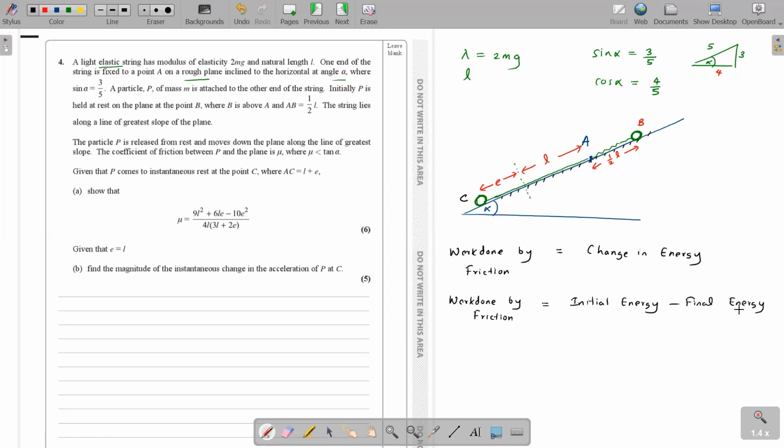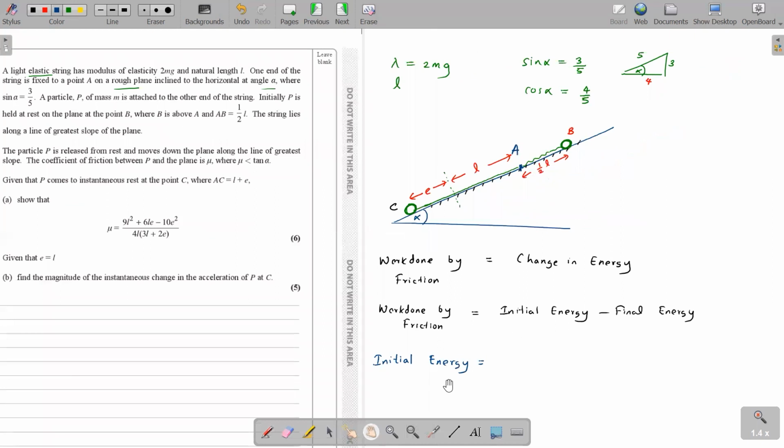Okay, let's talk about all the energies that we have here. So let's talk about the initial energy. We'll work it out separately and then put it into the equation. So what is the initial energy? For initial energy, what do we need to consider? What are the energies we have at B?